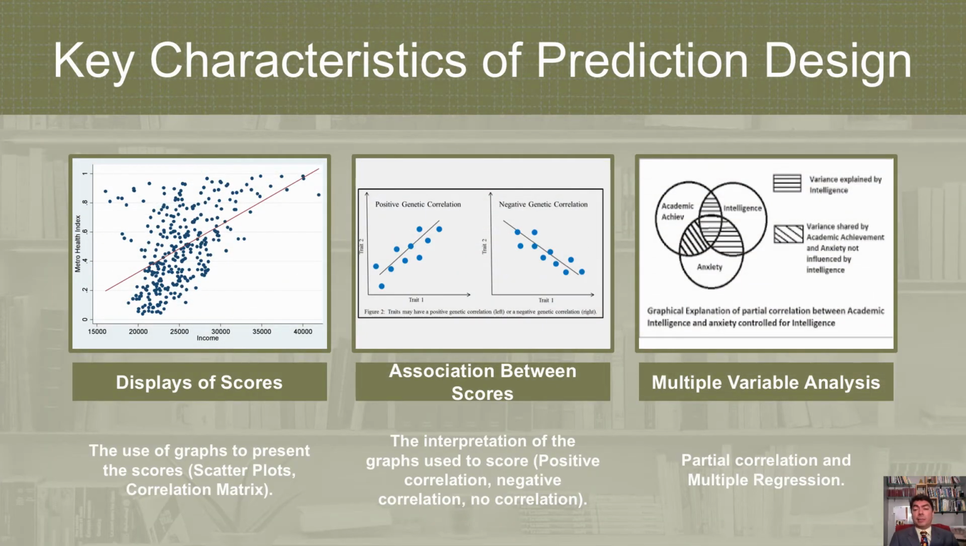Other characteristics you will find in predictive design is that scores are displayed in 2 types of graphs. Scatter plots, which contain the data in dots that are scattered in the graph, and a correlational matrix, which is a simple matrix table. Another characteristic is that the scores are associated. When you associate them, there are 3 possible outcomes.